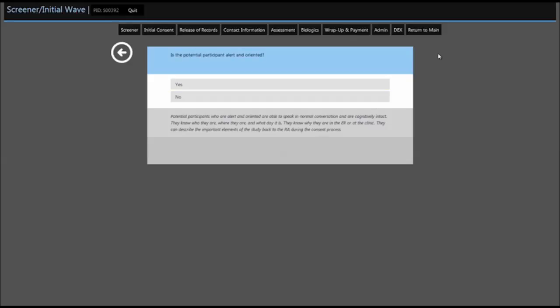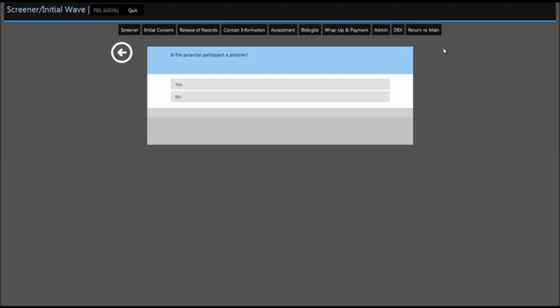Is the potential participant alert and oriented? This just means is the person clinically sober. So it's okay if they have a little alcohol in their breath, but they can't be intoxicated. And so the general rule of thumb is that if they're able to consent to the SANE exam, they're also able to consent to the study. But this, you'll have to use your judgment and talk with the SANE nurse as well.